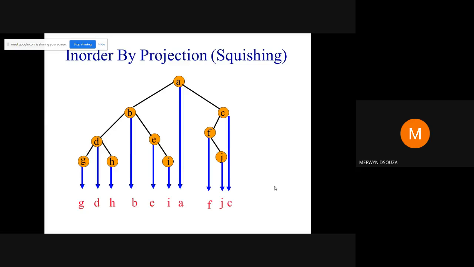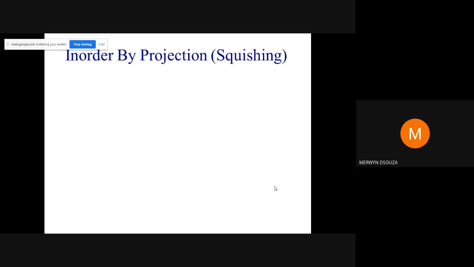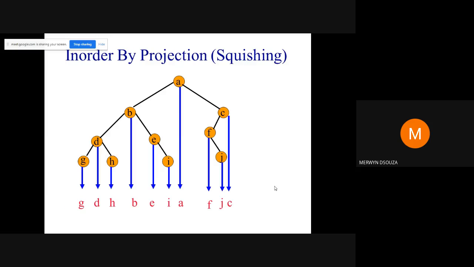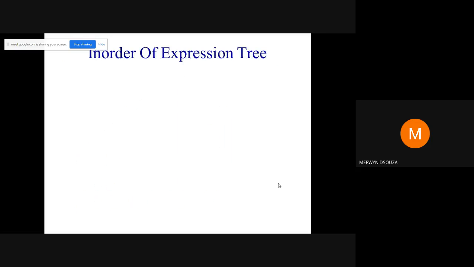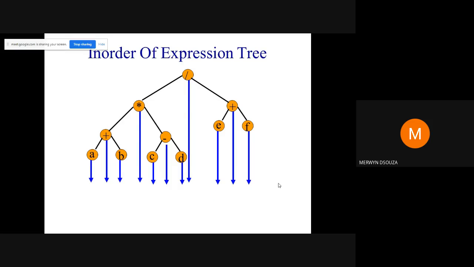This works only for in-order. It does not work for pre-order or post-order. So you have to know where to apply this. But again, if you do it like this in exams, I'll cut your marks if you show me that you have done it like this. You have to get this same answer if you check, so don't show me these arrows. Again, given an expression tree, you can do the same thing and you will get the answer for in-order.